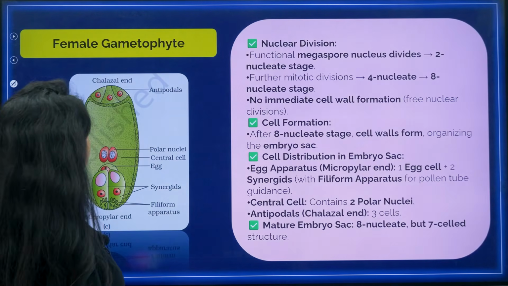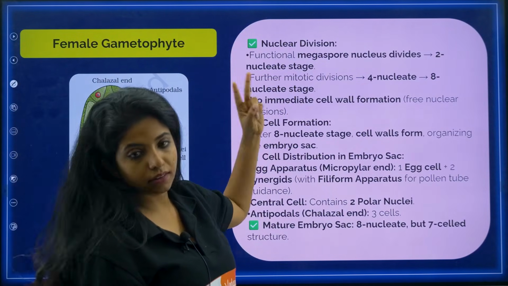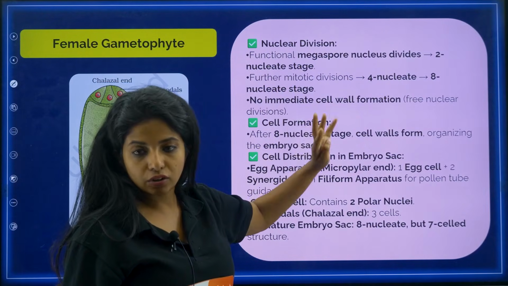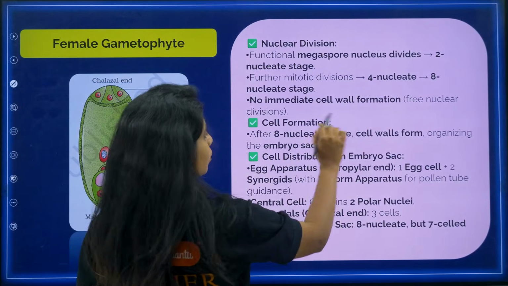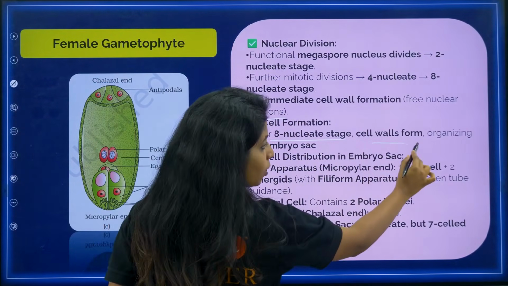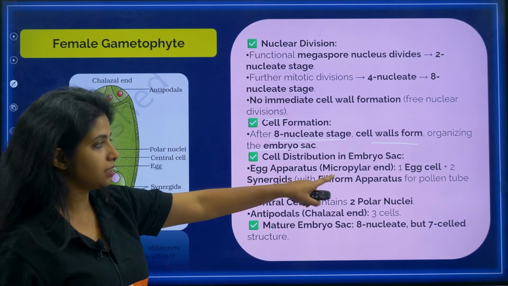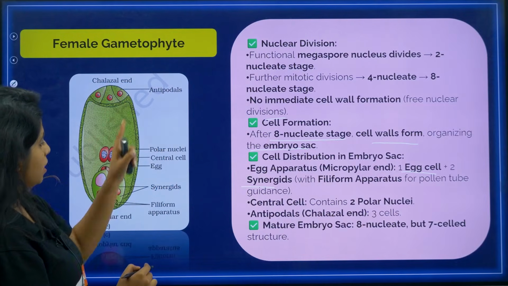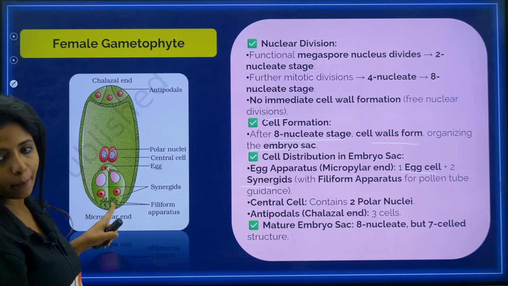Cool. Going ahead, the female gametophyte, as I said, functional megaspore nucleus divides, then you have a 2 nucleate stage, again it divides to 4, and then again it divides to 8. So how many nuclei do you have? Total 8. Now no immediate cell wall formation happens, so it's a free nuclear division. After the 8 nucleate stage, cell walls form, organizing the embryo sac. So distribution, let's see, the egg apparatus is there, where 1 egg cell and 2 synergids will be there with their filiform apparatus.